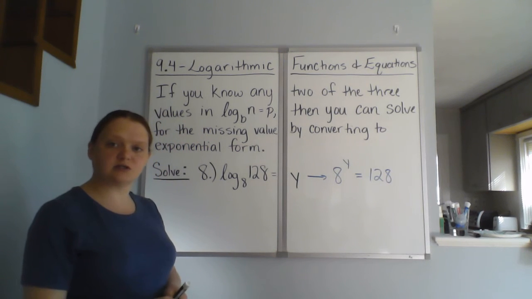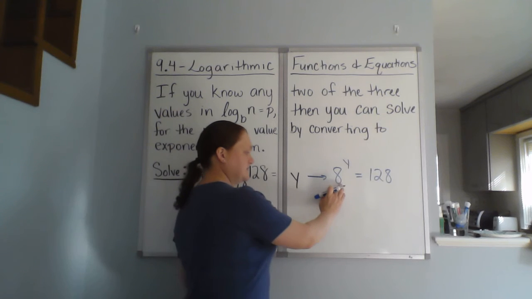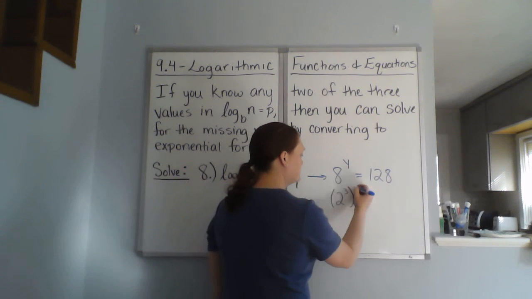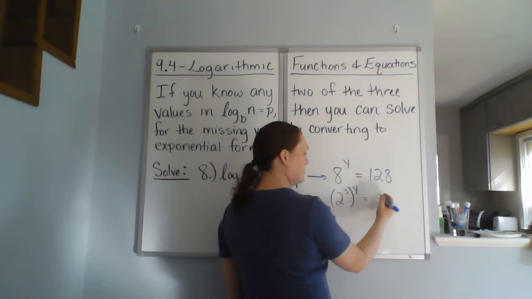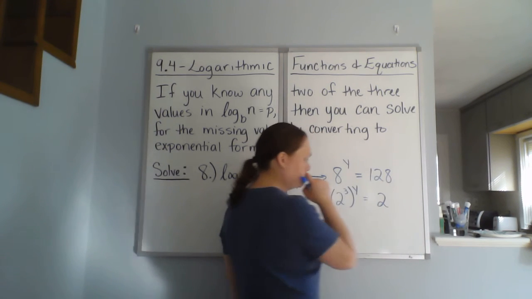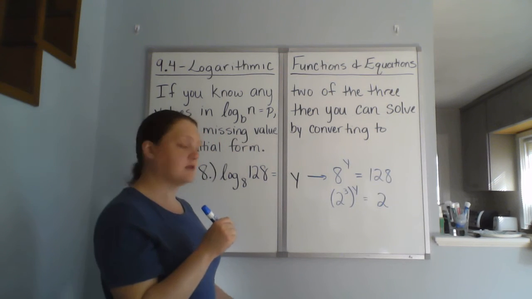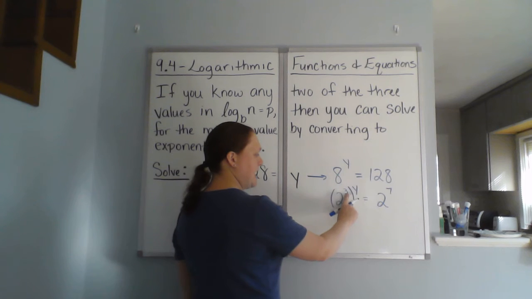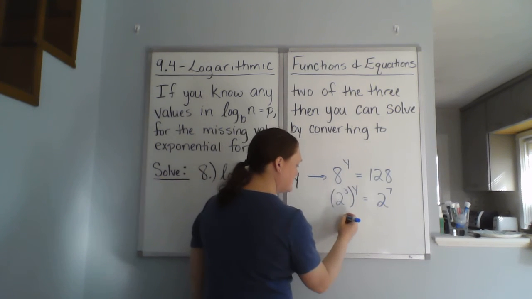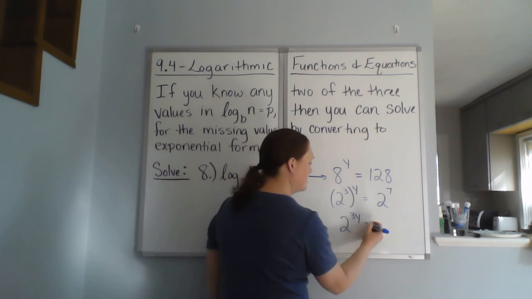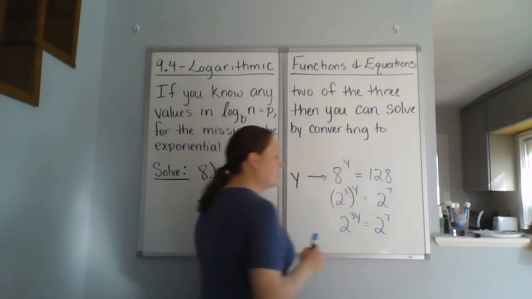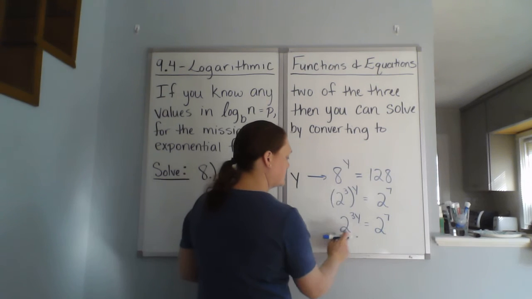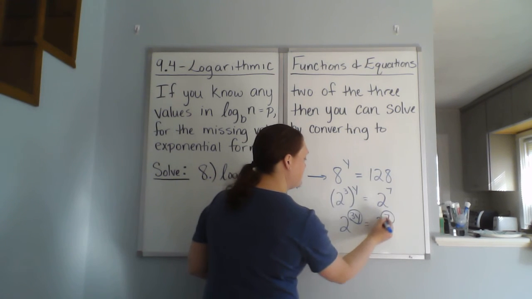And the only way for us to do that is to do same base. The smallest base for an 8 is a 2. So I'm going to make this 2 cubed to the y power. And then I need to figure out, well, 2 to what power is 128? All right, so if we work through that, 2 to the 7th power is 128. Now, power to a power, we can multiply those exponents. So this is really 2 to the 3y is equal to 2 to the 7. And now we can apply that property of equality for exponentials. Because the bases are the same, these two exponents must be equal to each other.